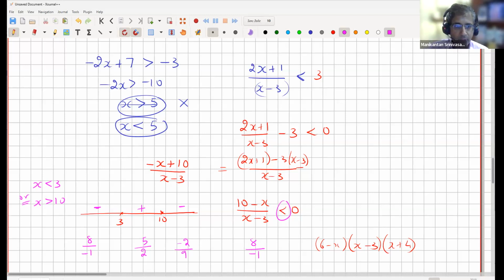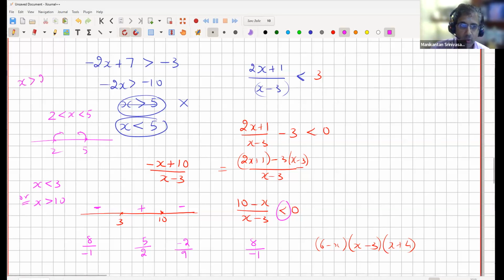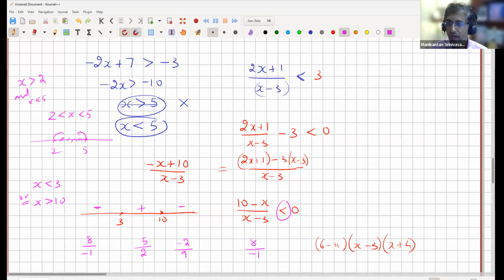In another problem, suppose it ends up being in the in-between region. Let's say the answer is x greater than 2 and less than 5. Then you should say and. You can either write 2 less than x less than 5, or you can say x is greater than 2 and x is less than 5. In that case, it's restricted between this band, and therefore you use the word and.